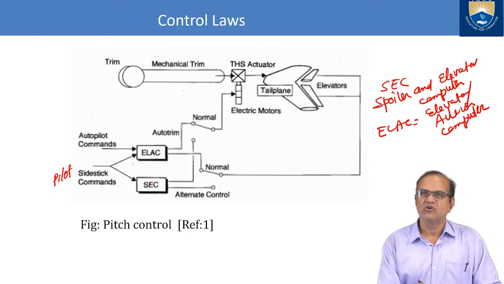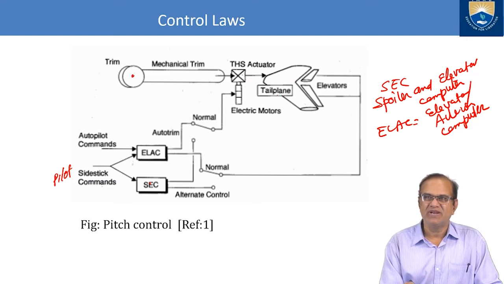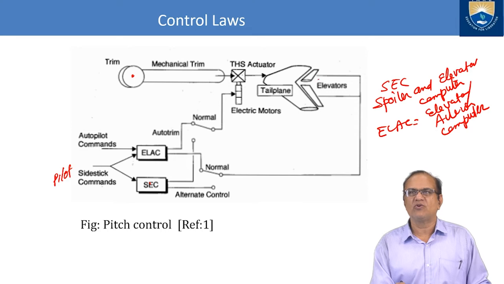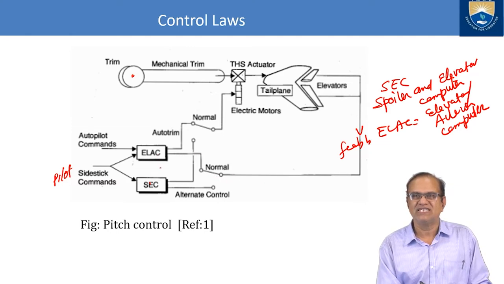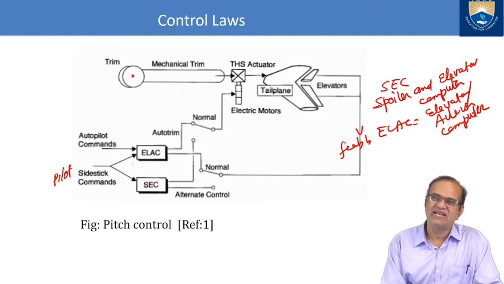It goes to the normal path, then to the electrical motors. These motors are operated, here are the actuators, and here the mechanical trim is also there. This goes to the tailplane, and if the tailplane is movable, it will move the tailplane. It will also go to the elevator. From here is the feedback, which will go again to ELAC, and here is the alternate control. So like this the control laws work, and this is for the elevator, meaning pitching.